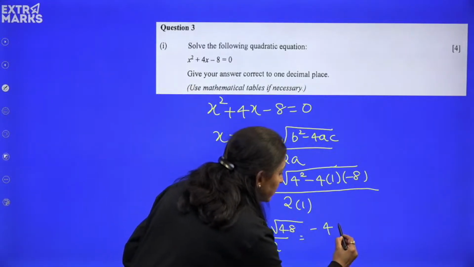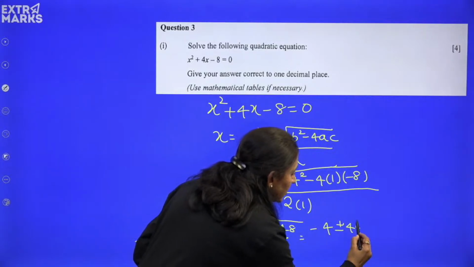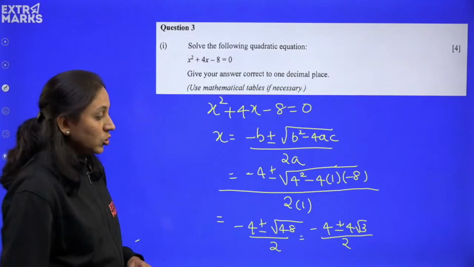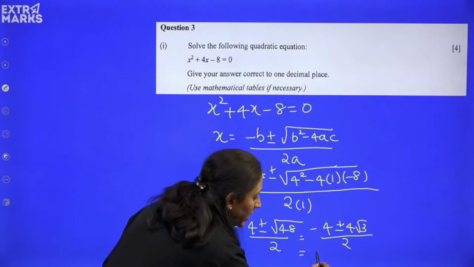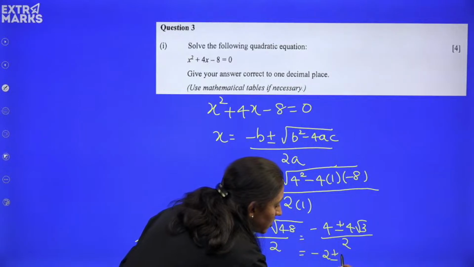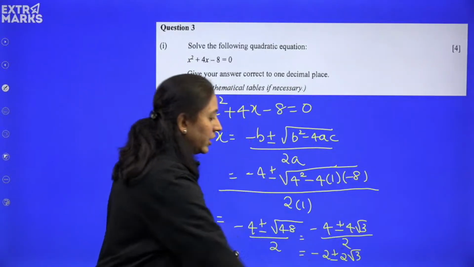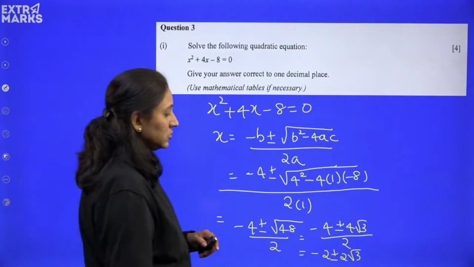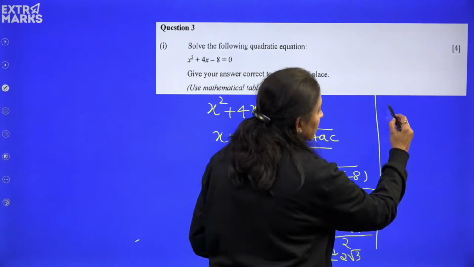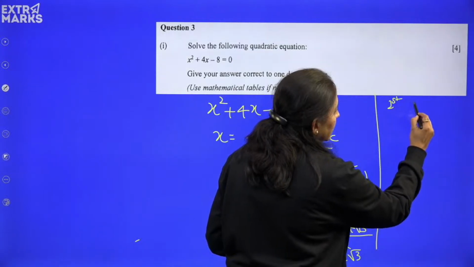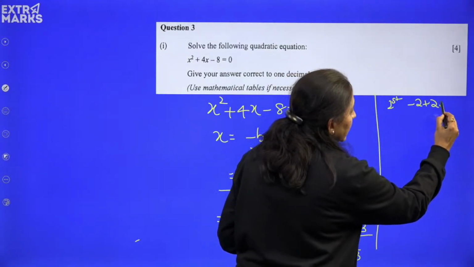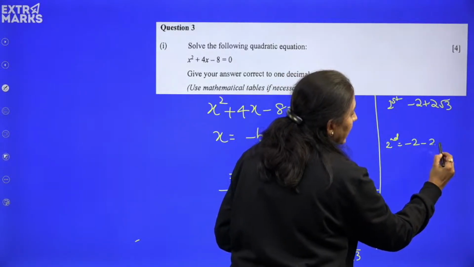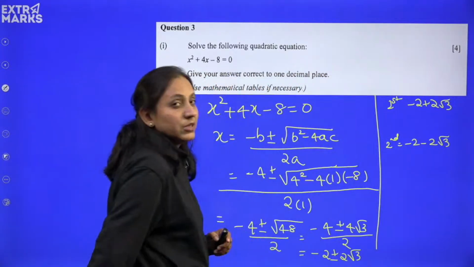So this becomes minus 4 plus or minus 4 root 3 upon 2, and if you take 2 common here, we get minus 2 plus or minus 2 root 3. So one root, the first root, is minus 2 plus 2 root 3, and the second root is minus 2 minus 2 root 3.